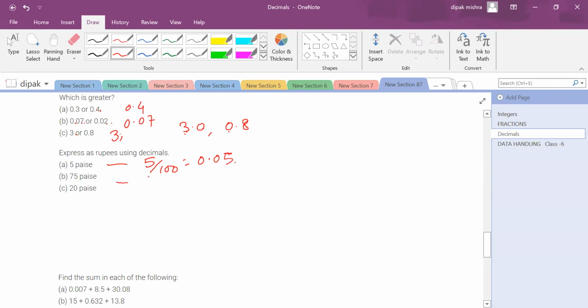Now 75 paise, 75 over 100. 75 over 100 can be written as 0.75. Okay. Then the next question is 20 over 100.